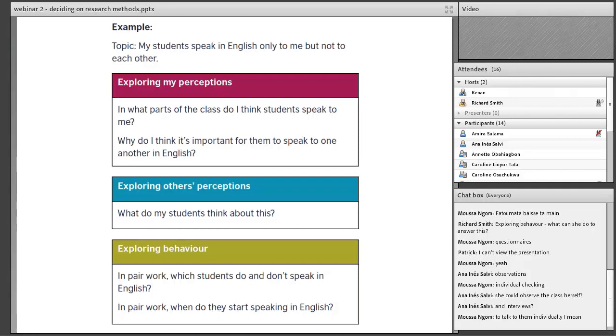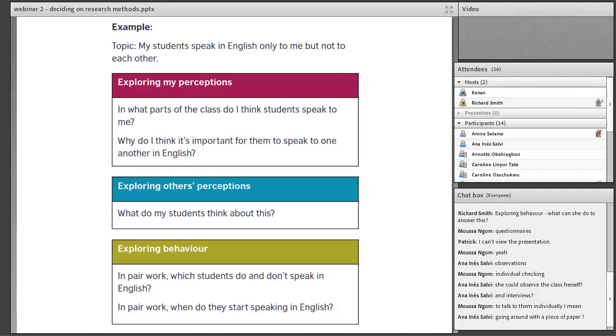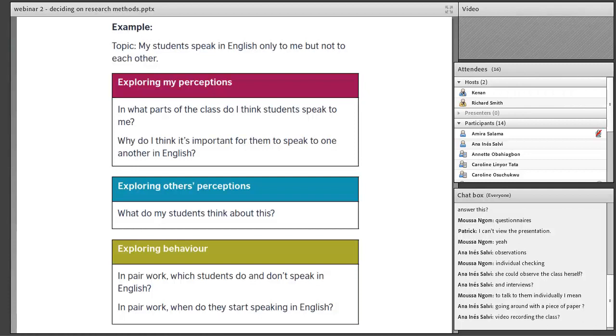Yeah. We'll come back to interviews later. We'll come back to talking to them individually, because I think that's good for what people think or what people say about what they do. But if we can actually see what they do for behavior, that's going to be more valid, more reliable.